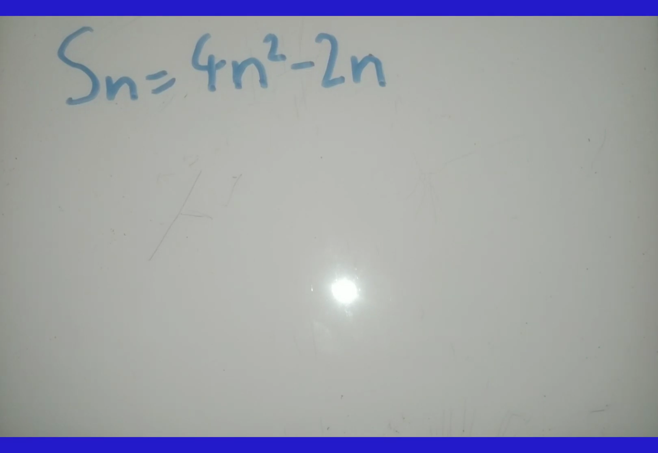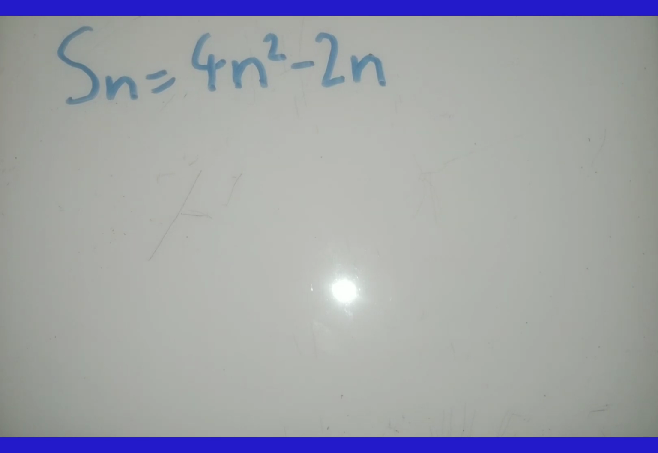Good day. Today I'm going to show you how to deal with this type of question where they just give you a sum formula. They can tell you that a sum of a certain pattern is given by Sn = 4n² − 2n, and then they ask you to find the first three terms, and this is all they give you. So how do we go about it? How do we solve it?